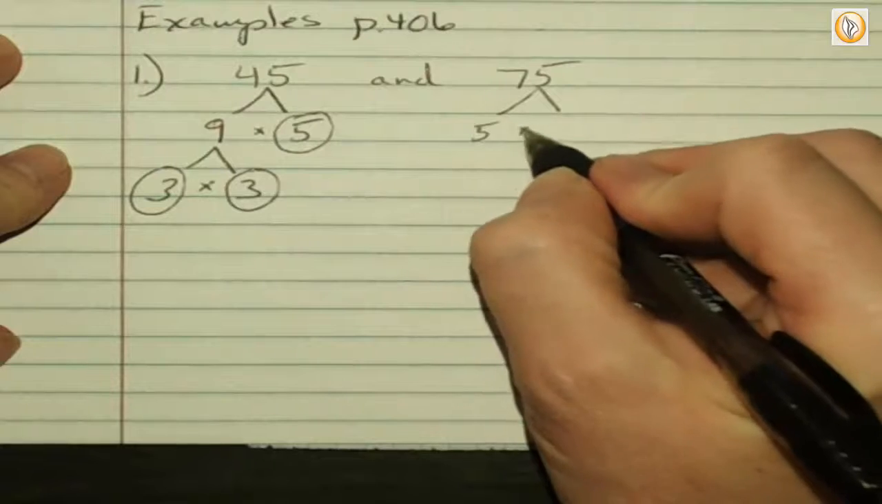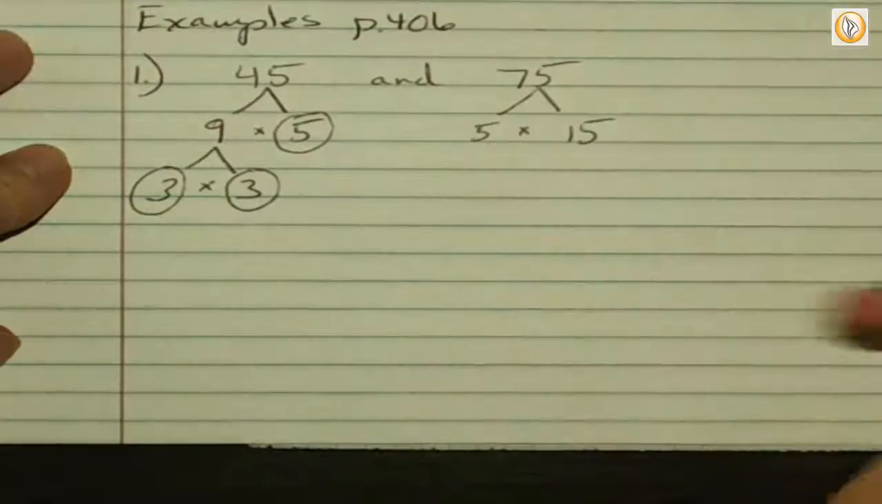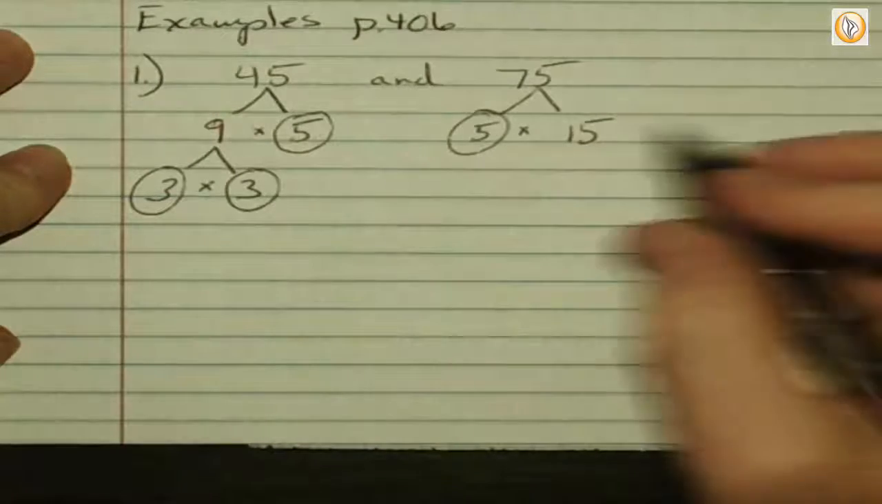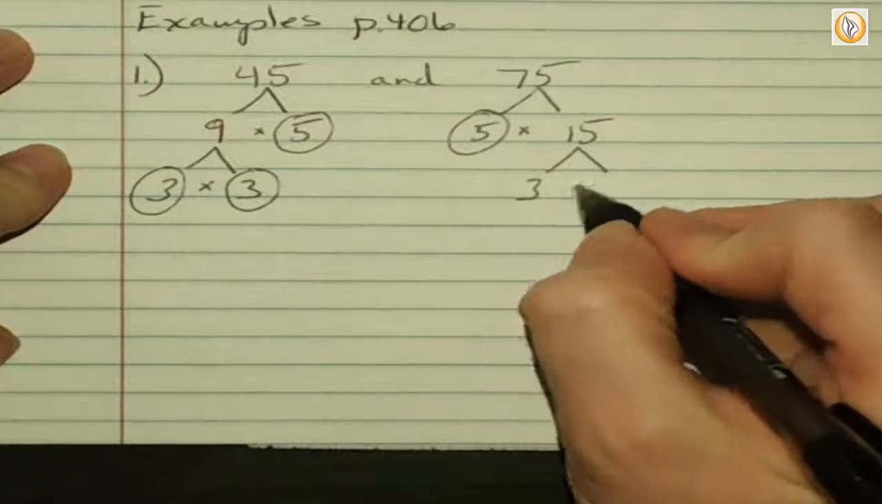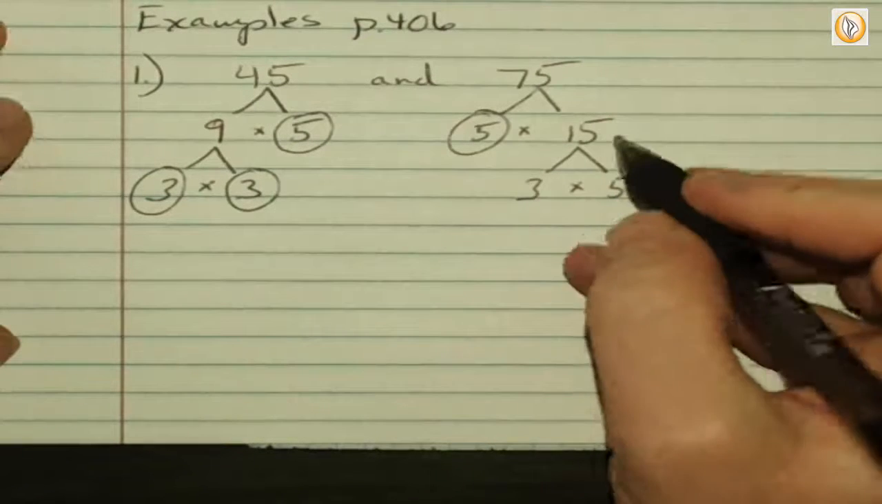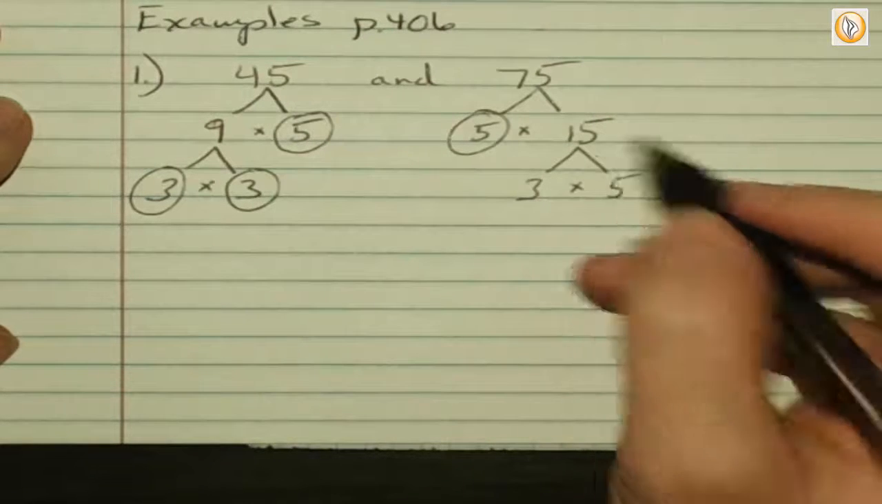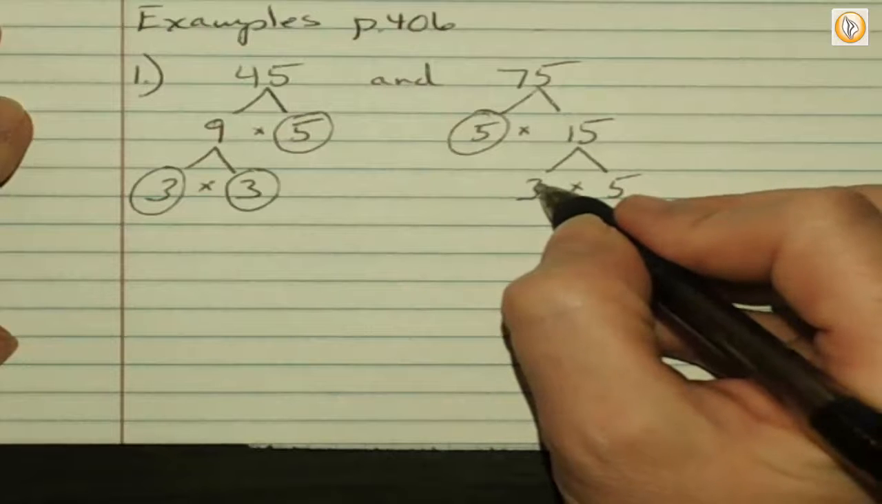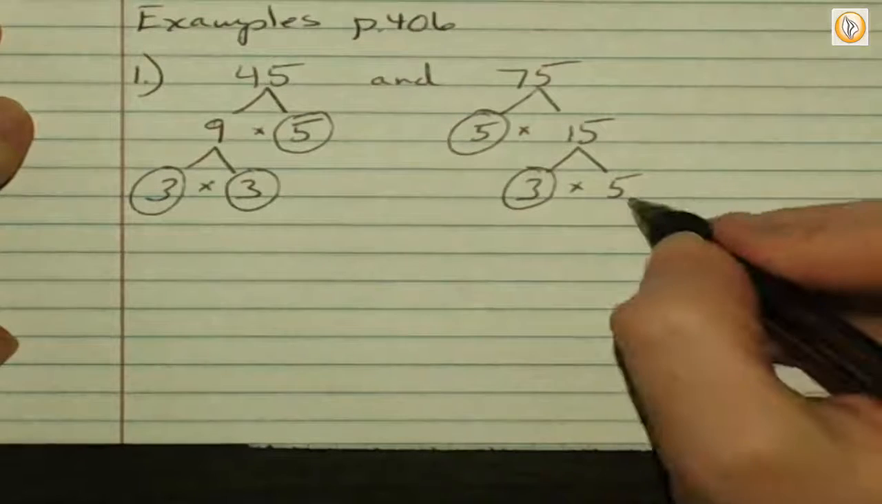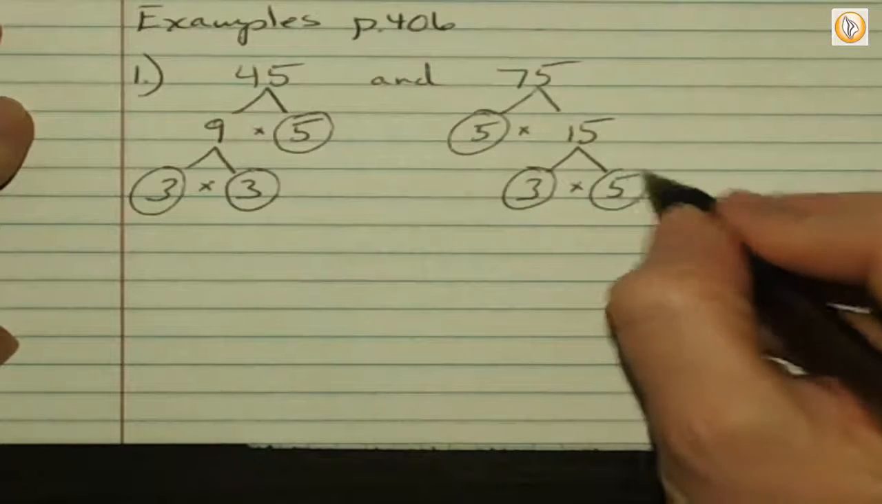You are so smart. 5 times 15. 5 is a prime number, circle it. And 15 goes into 3 and 5. 3 times 5, because 15 is not prime. Is 3 prime? Yes. Circle it. Is 5 prime? Yes. Circle it.